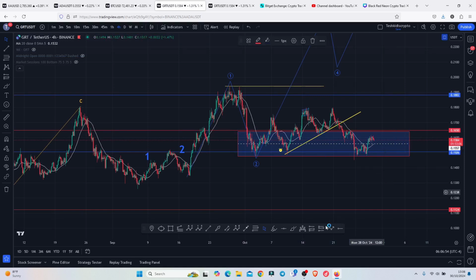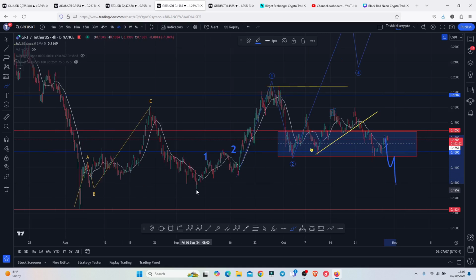And on the worst case scenario, in case we break to the lower side of this target area over here, then I will be expecting a total breakdown move to give us a reset of the lows that we made on the 6th of September. And on losing those significant lows over there, we can easily get a reset of the lows that we made on the 5th of August. So that is all I'm expecting on the short term.